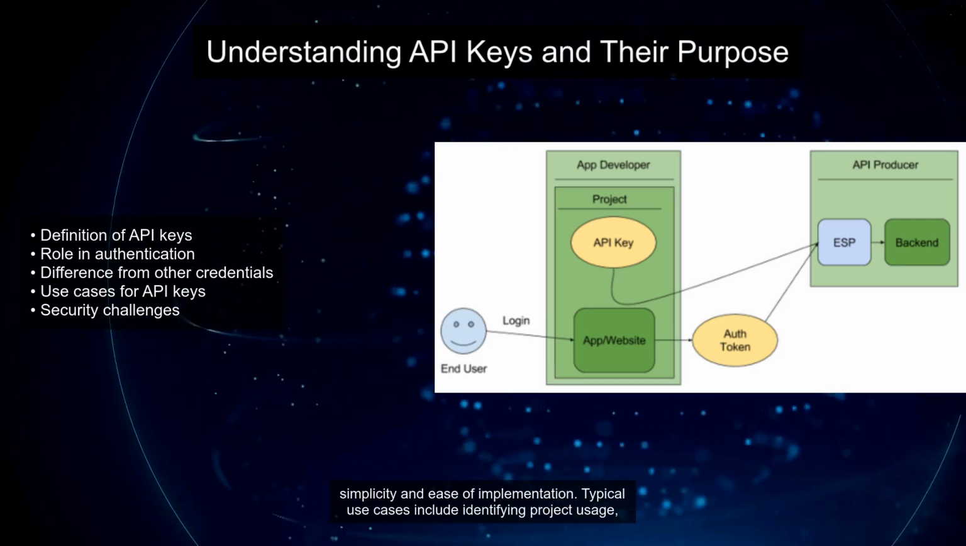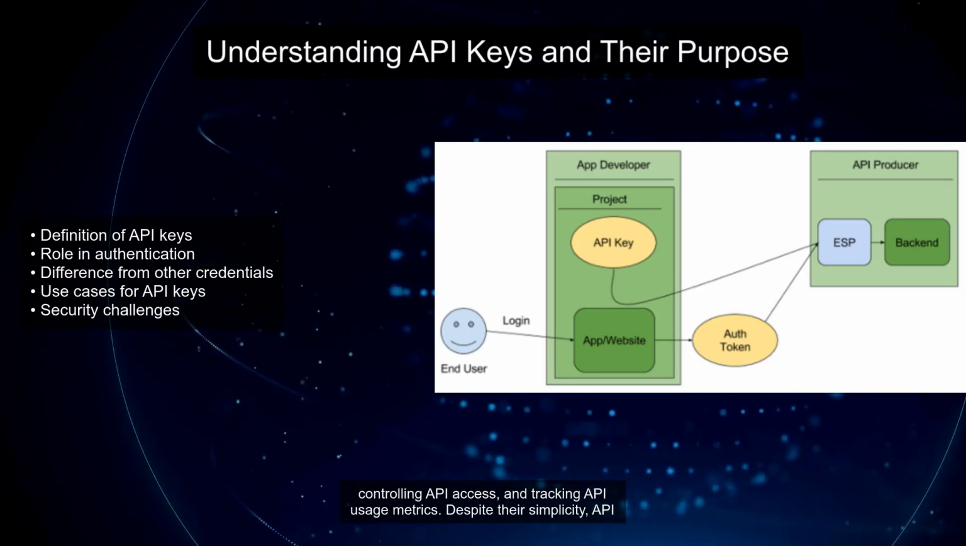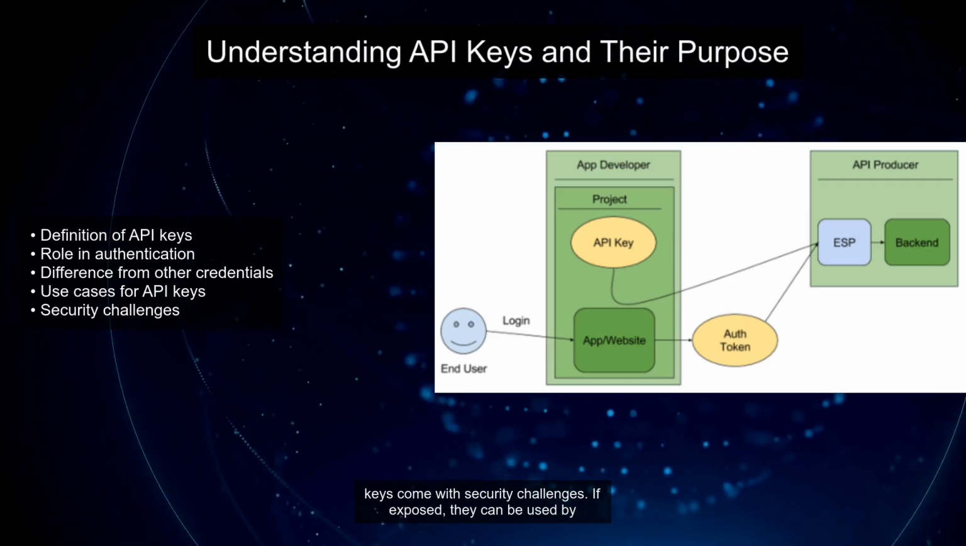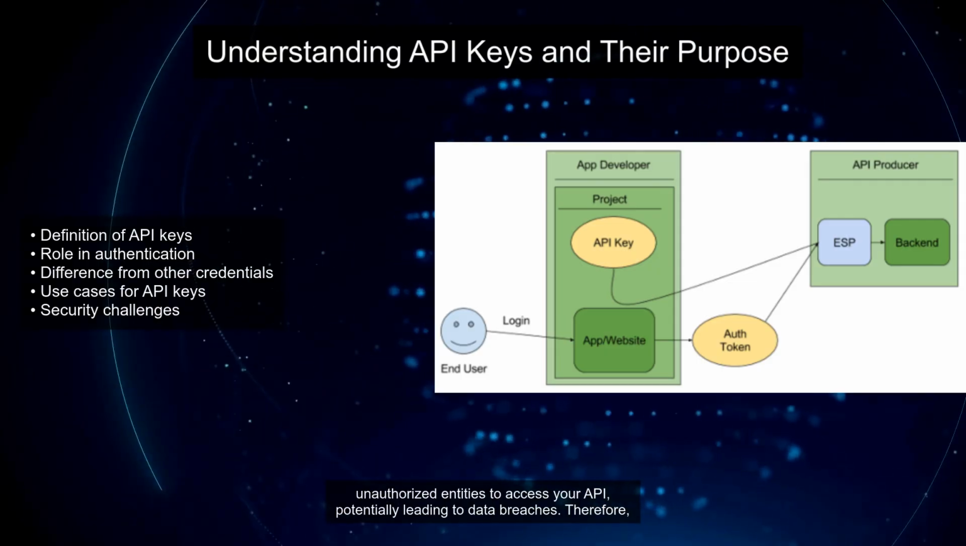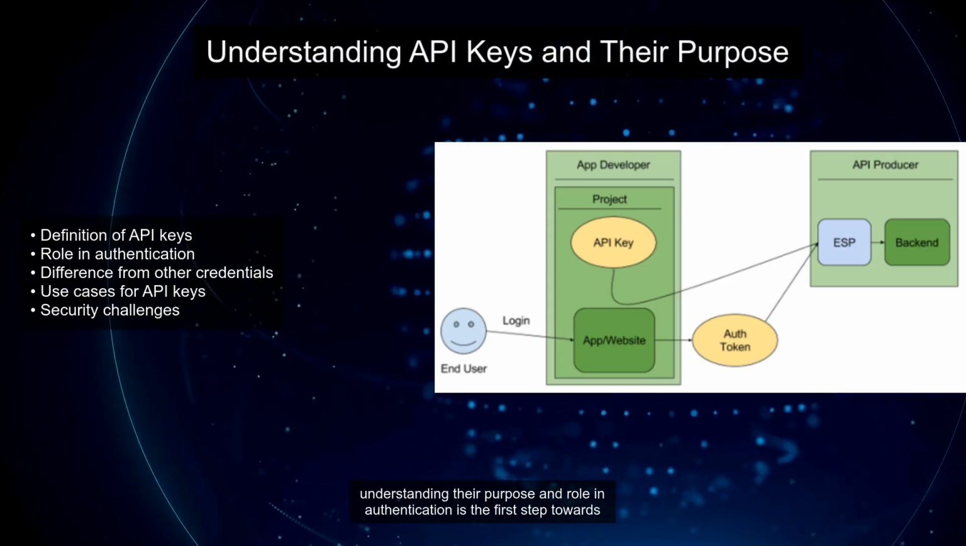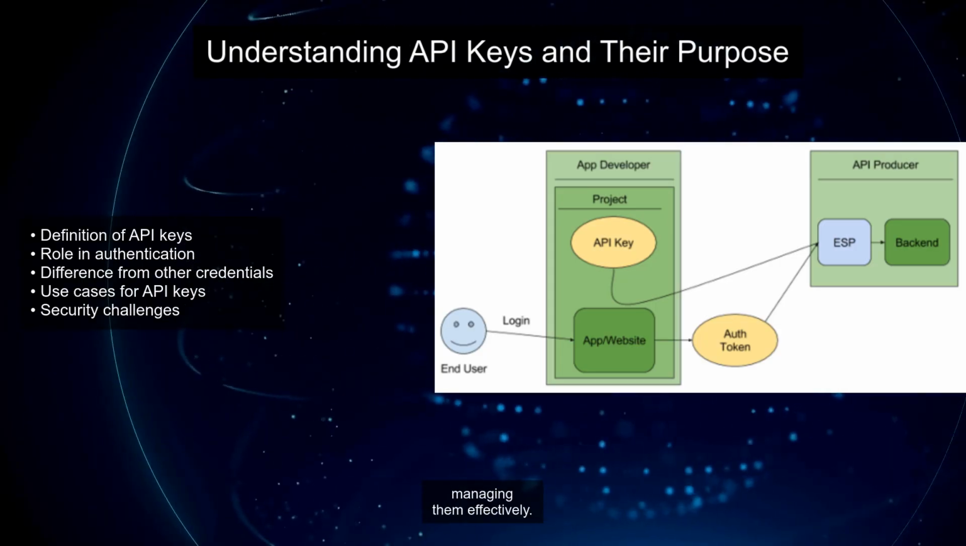Typical use cases include identifying project usage, controlling API access, and tracking API usage metrics. Despite their simplicity, API keys come with security challenges. If exposed, they can be used by unauthorized entities to access your API, potentially leading to data breaches. Therefore, understanding their purpose and role in authentication is the first step towards managing them effectively.